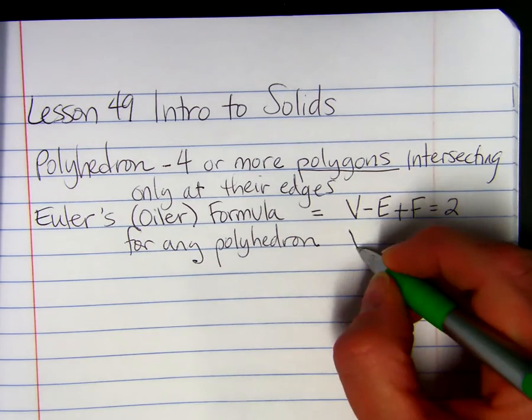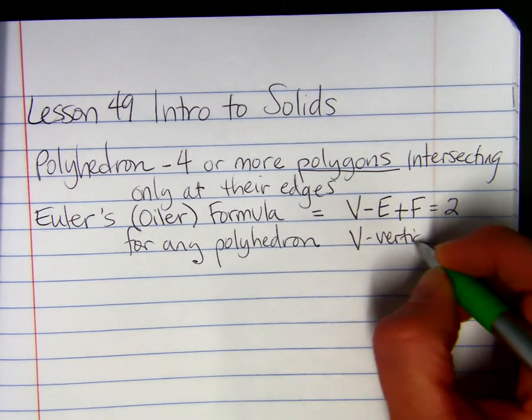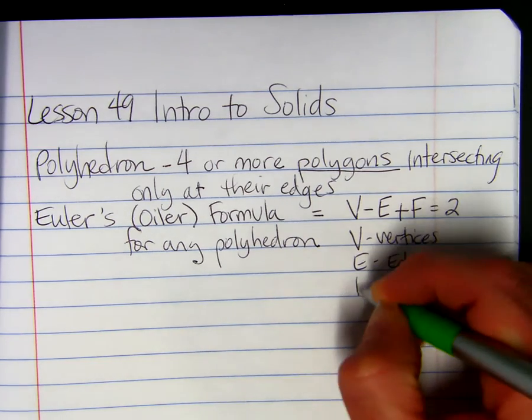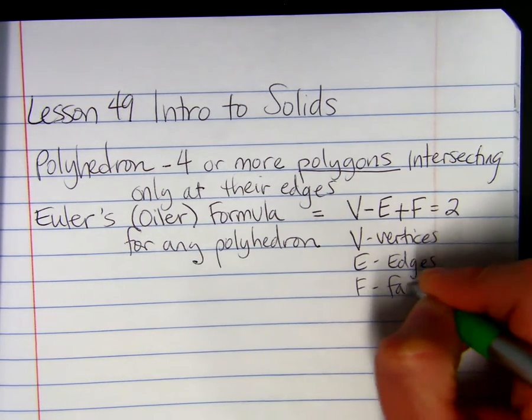So V stands for vertices. E is for edges, and F is for faces.